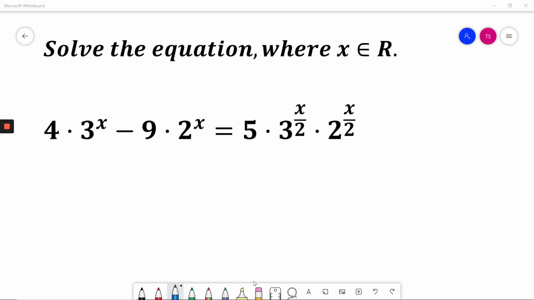I can see 3 to the power of x and also 3 to the power of x divided by 2 and 2 to the power of x and 2 to the power of x divided by 2. So my first step will be divide both sides of the equation by 3 to the power of x over 2 and also by 2 to the power of x over 2.